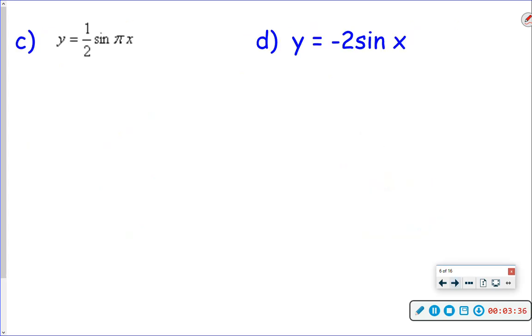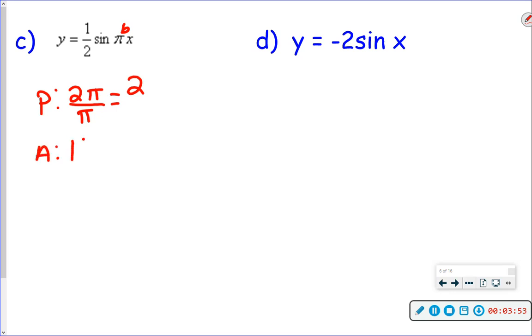Okay, period, 2 pi over b. Now, don't let it scare you. Our coefficient on x is pi. Remember, pi is just a number, so it's okay if you just end up with a period of 2. 0 to 2 will look the same, 2 to 4, 4 to 6, so on and so forth.